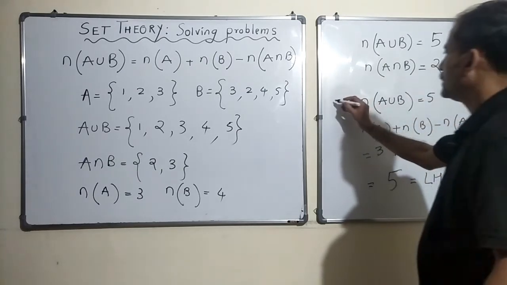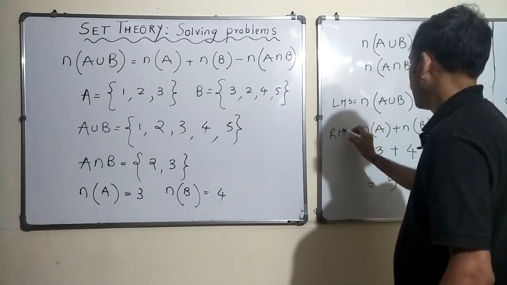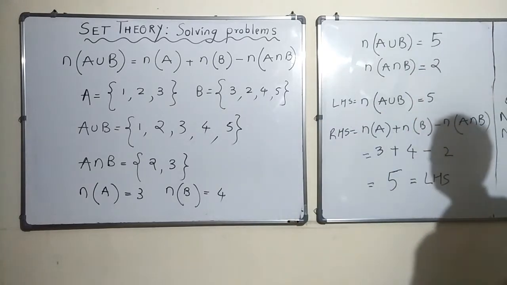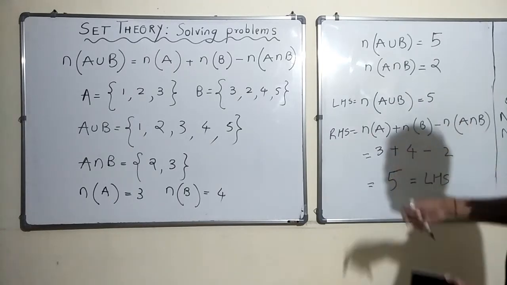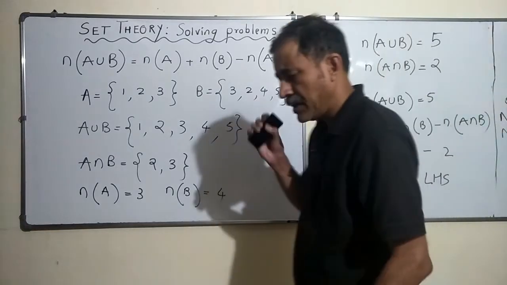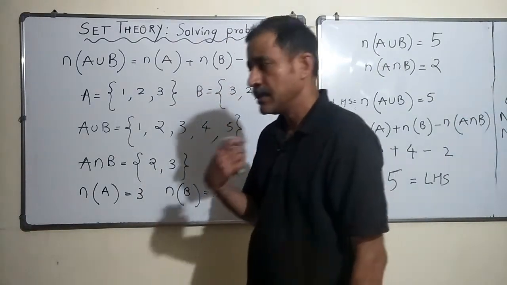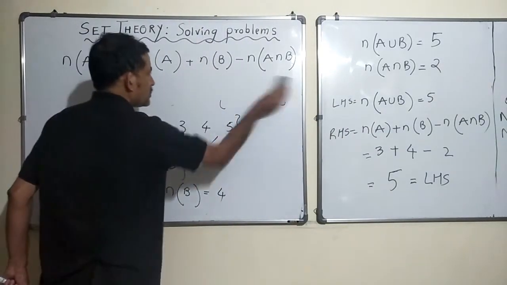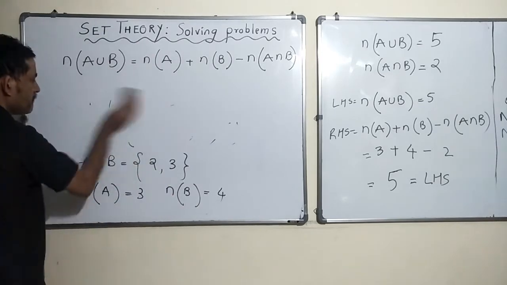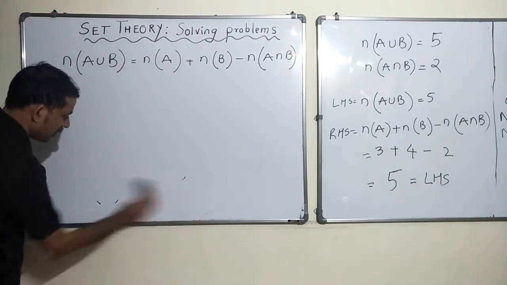This was the LHS and this was the RHS in that particular formula that we substituted, right? So LHS is equal to RHS. Now this was using one example. I encourage you to take a few examples of your own to see that you are also getting the same result. All right. How do we solve this using the Venn diagram method? Let's see.